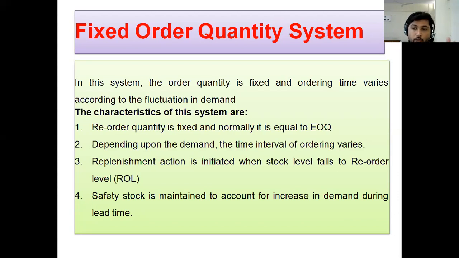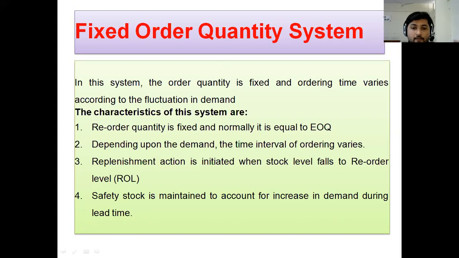Sometimes we know the consumption rate, but sometimes instantaneously we will get a larger number of orders from the customer side, and due to that we need to produce a larger number of goods.